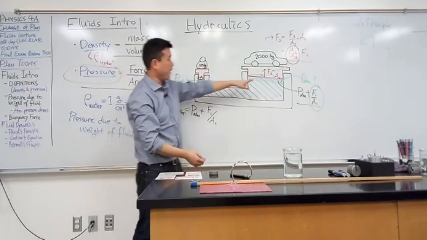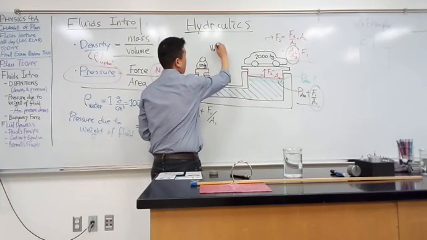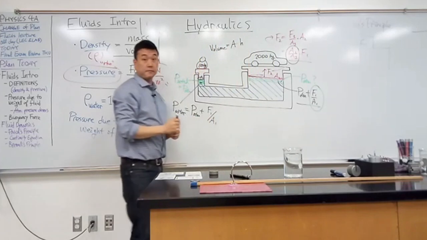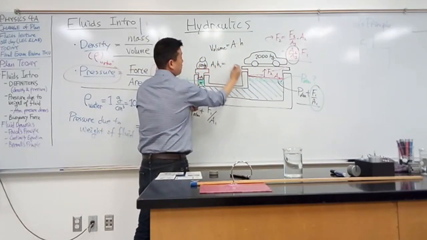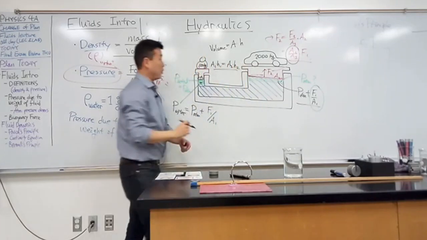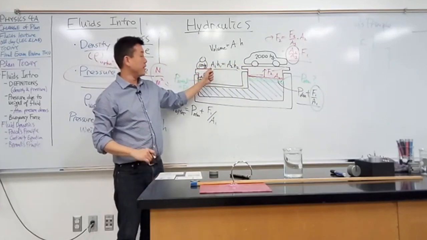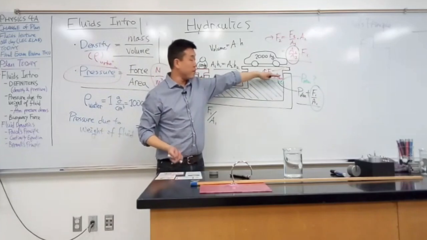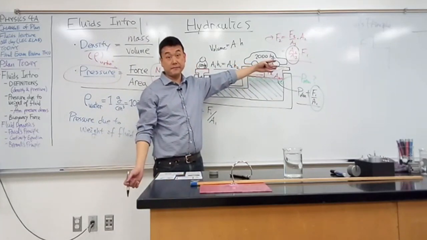Their cross-sectional areas are different, but their volume must be the same, so volume must be the cross-sectional area times the height. So area 1 times height 1 must be equal to area 2 times height 2. So the reciprocal of the ratio of these areas is the ratio of the heights. If the area is 20 times greater here, then the height change is 20 times less.